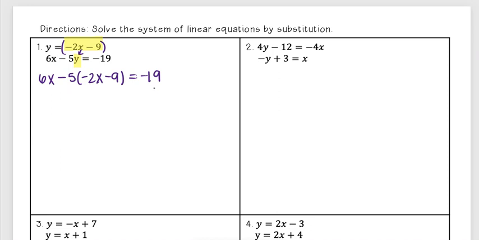And now I have an equation that's all in one variable. So now I can actually solve this for x. I'm going to go ahead and distribute that negative 5. So negative 5 times negative 2x, I get plus 10x. Negative 5 times negative 9 gets me plus 45. Go ahead and combine like terms. So combine my 6x plus 10x. And so I get 16x.